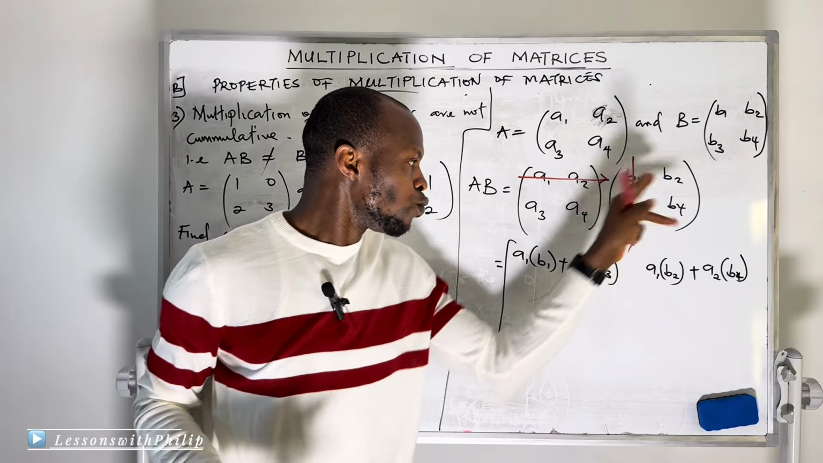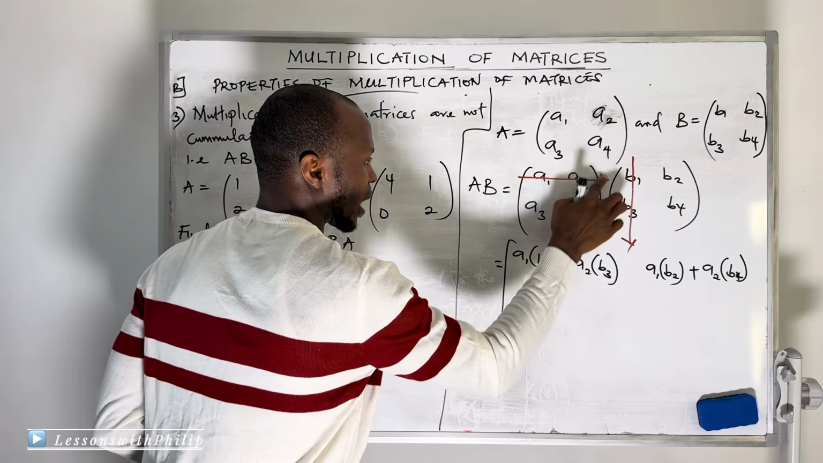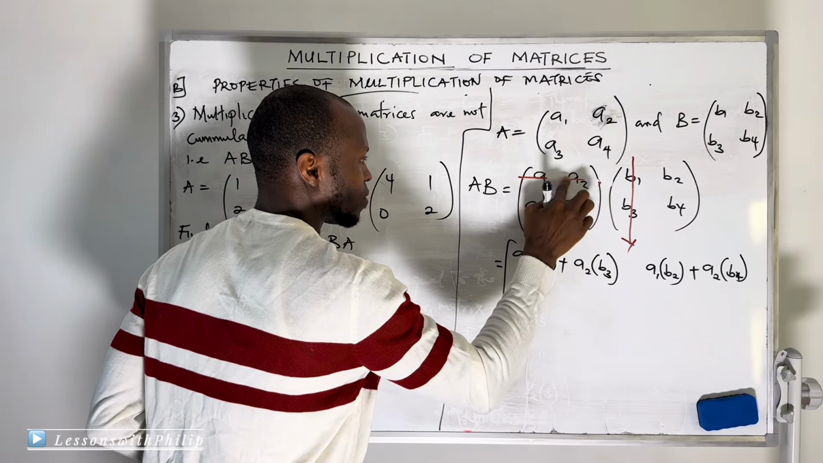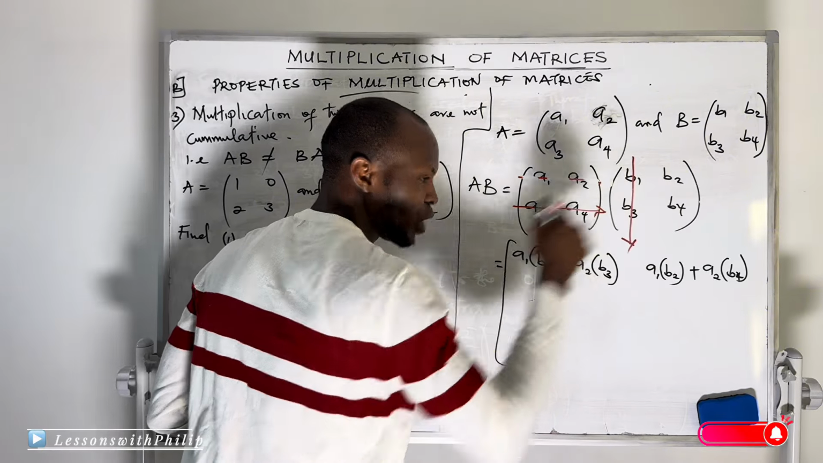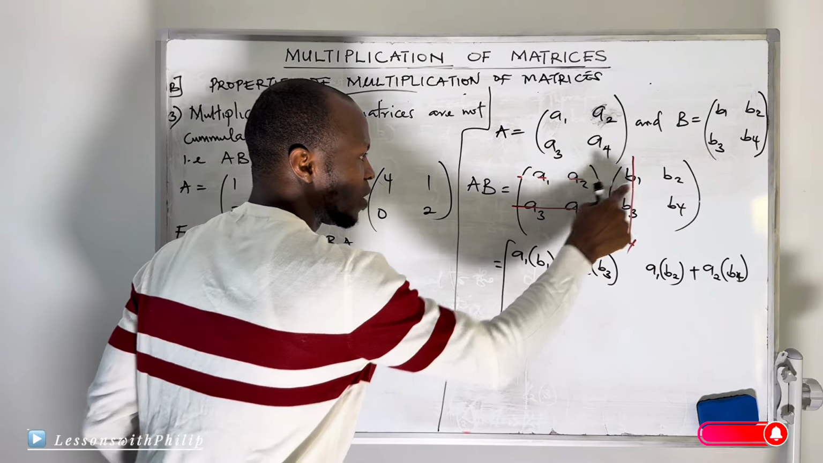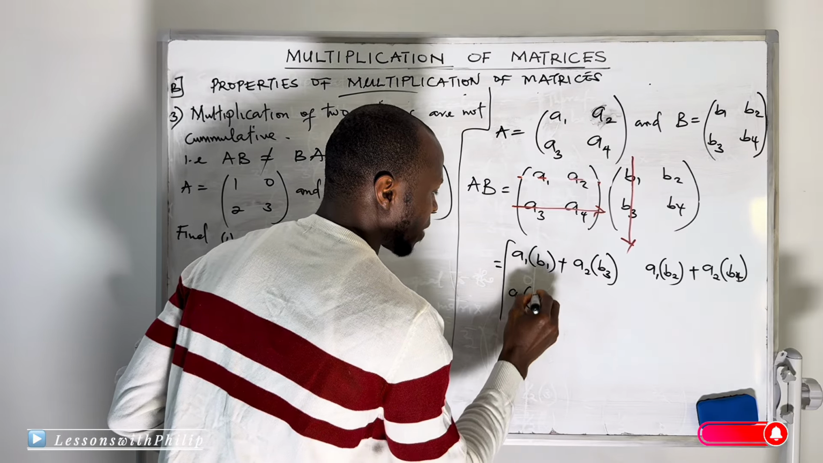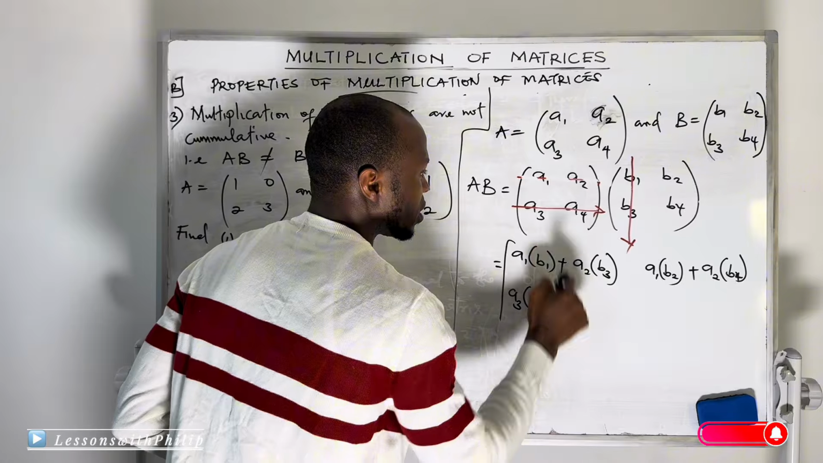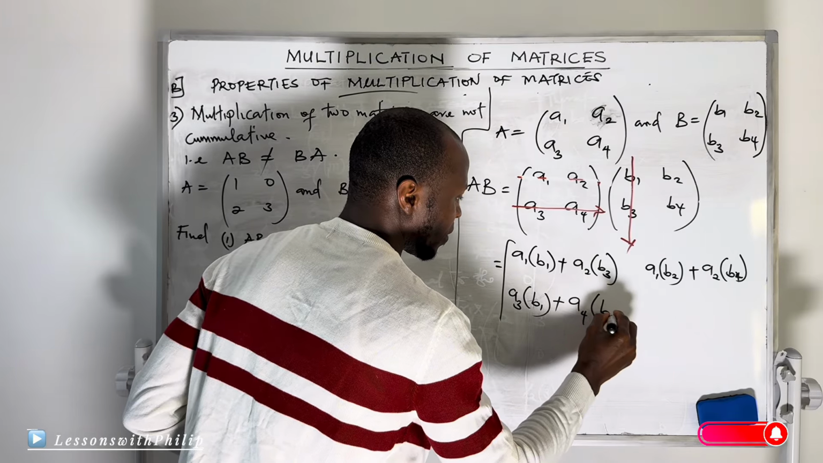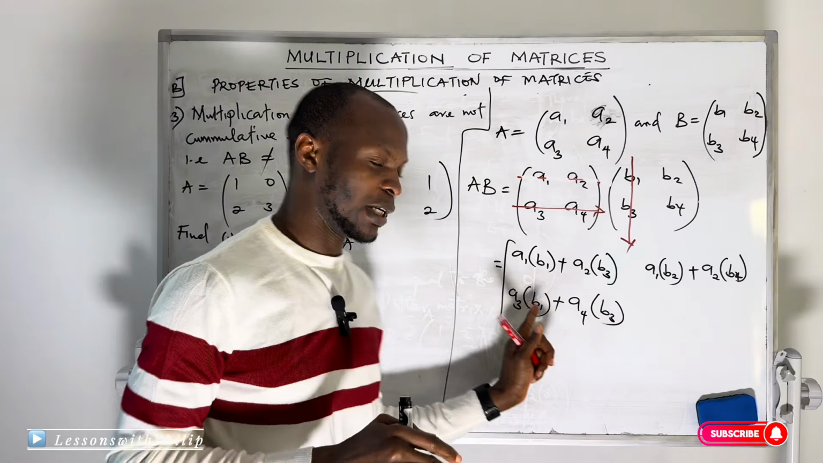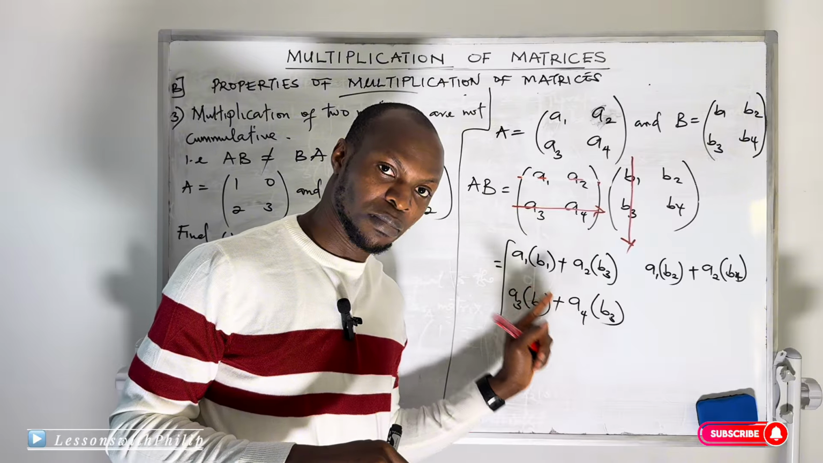So this second row will do the same thing to the two columns I have here. Now I clean this so that it will not confuse you. This second row will do the same thing to each of the columns. So we have A3 multiplied by B1 plus A4 multiplied by B3. That is the element of the second row, first column.